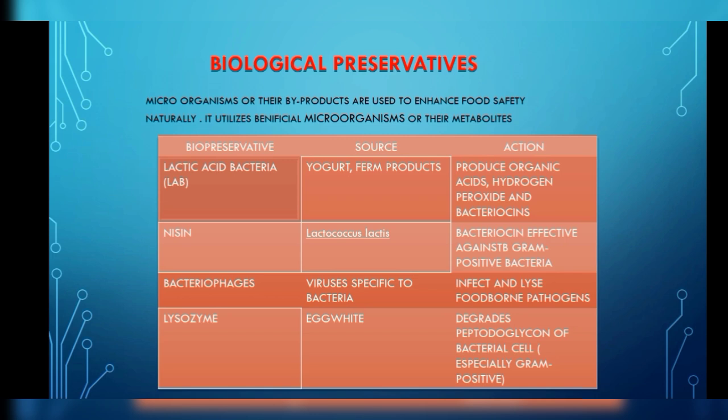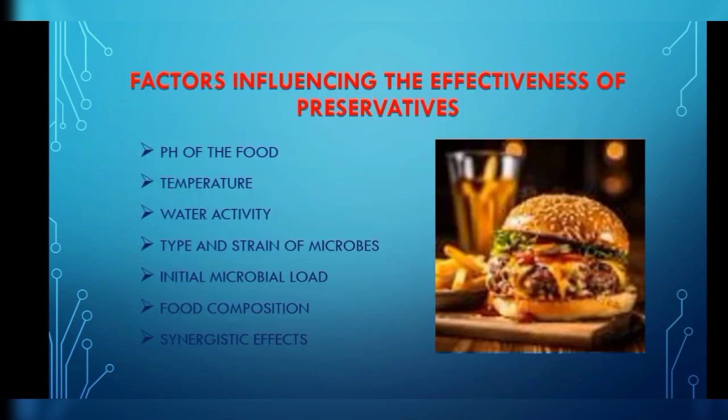Next are the factors influencing the effectiveness of preservatives. Starting with pH of the food. Many food preservatives are most effective in acidic environments. For example, sodium benzoate works best at pH 4.5. Next is the temperature. Refrigeration slows microbial growth and enhances preservative action. At high temperature, preservatives may degrade or lose activity.